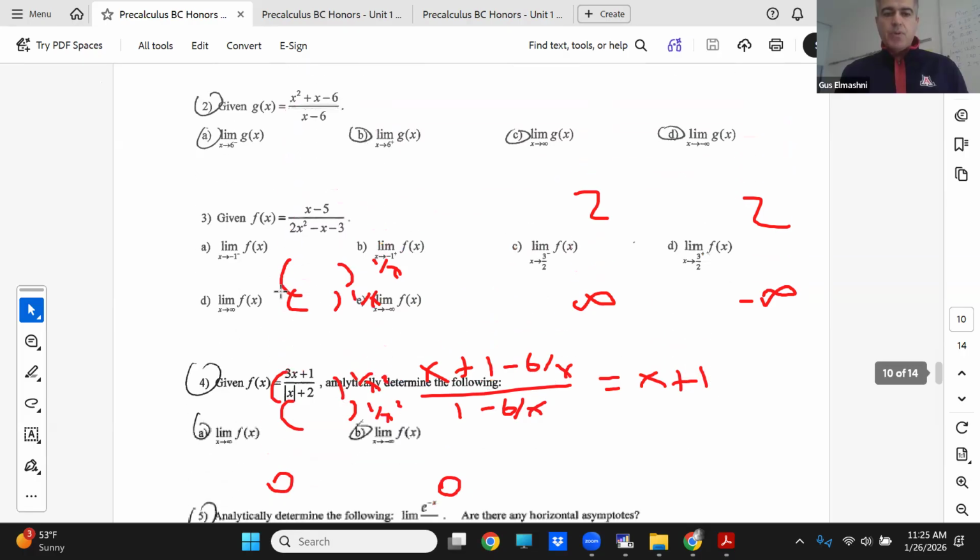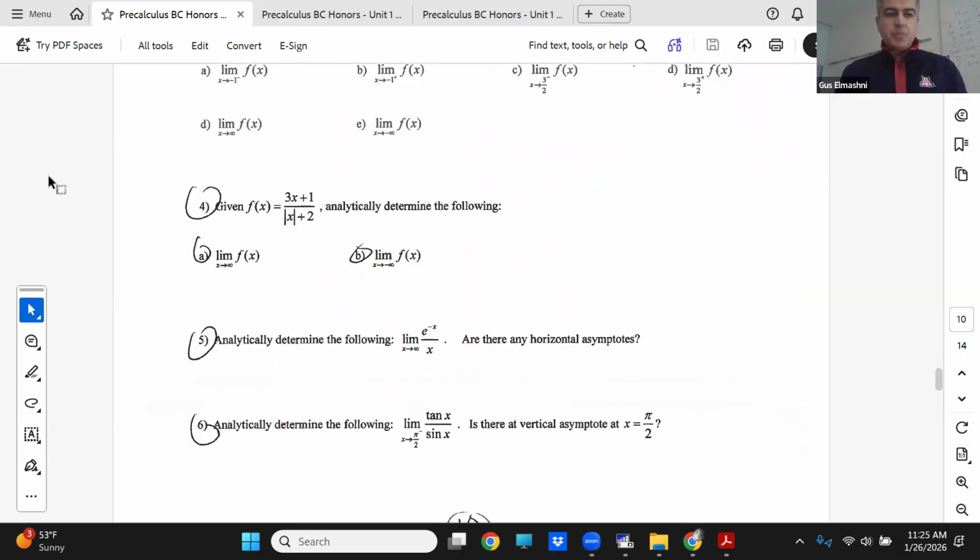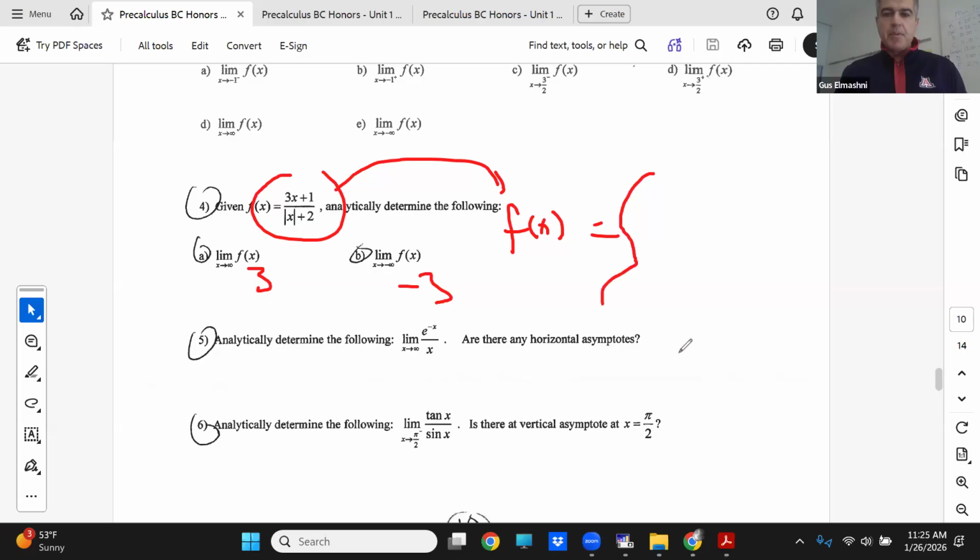And then lastly, for 4C, there's a 4AB, yeah. You should have 2 again. I believe you should get 3 and -3. And analytically, what you would do is you write a piecewise function. I won't get lazy this time. Okay, I kind of got lazy with the braces.